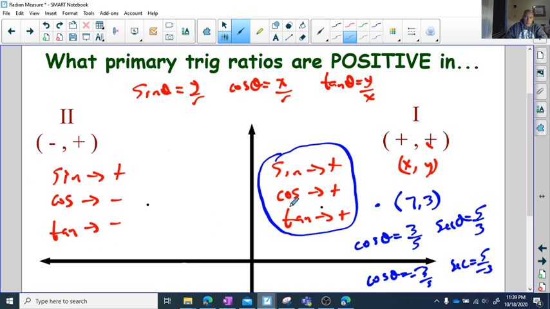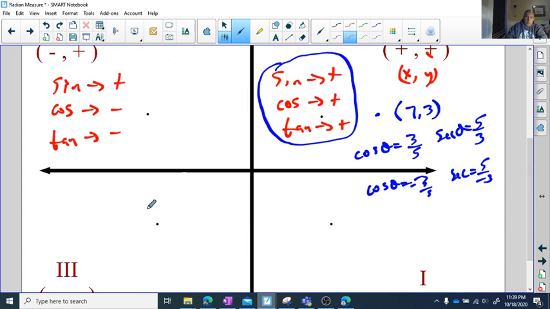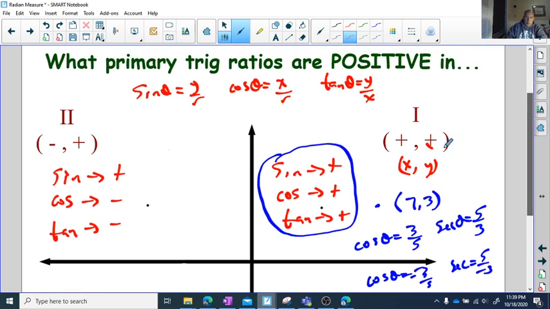And again, we're just going to look at this for the primaries. If I needed reciprocals, I would just flip over the corresponding primary. And again, hopefully you understand what I mean here by x, y, and r, and the negative and the positive. If you were to plot any point over here, for example, this dot right here could be -2, 5. That's the only way you can get into quadrant 2: a negative x and then a positive y.